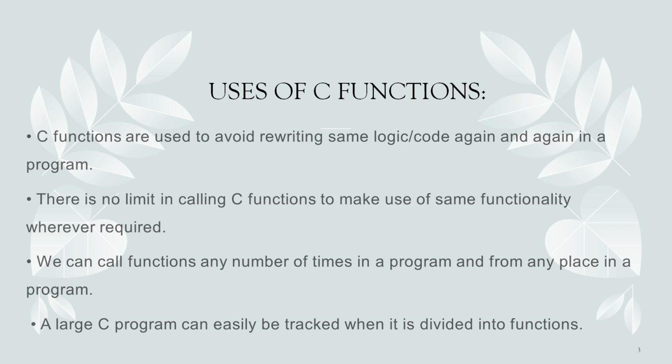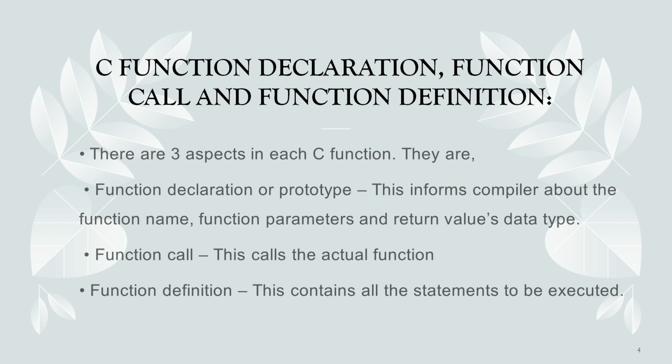A large C program can easily be tracked when it is divided into functions. C function declaration, function call, and function definition. There are three aspects in each C function. They are function declaration, or a prototype, which informs the compiler about the function name, function parameters, and return value's data type.